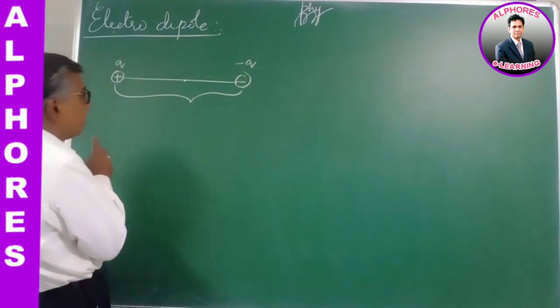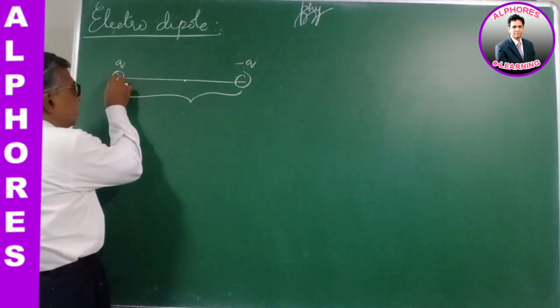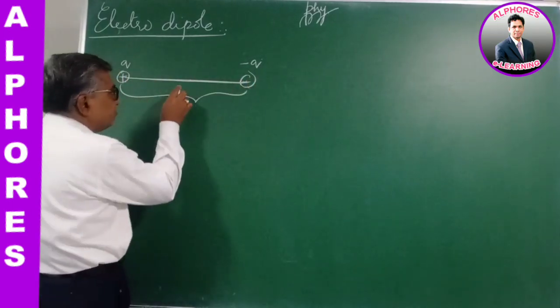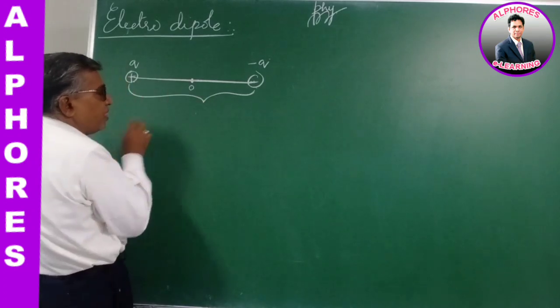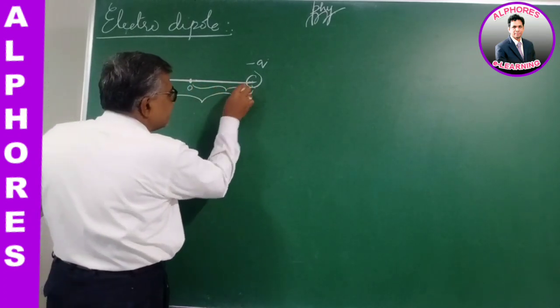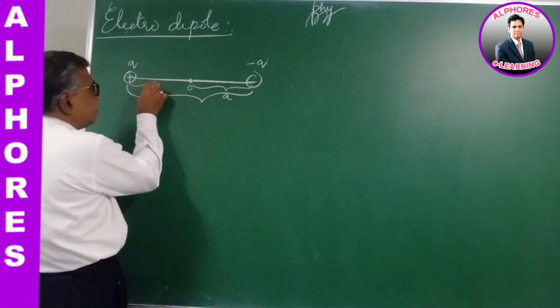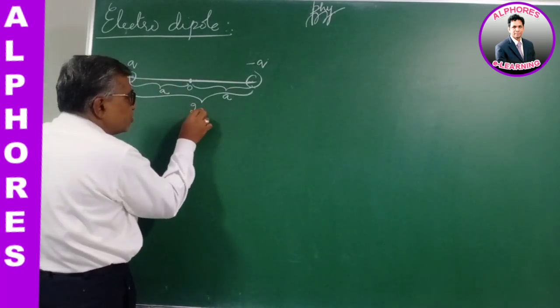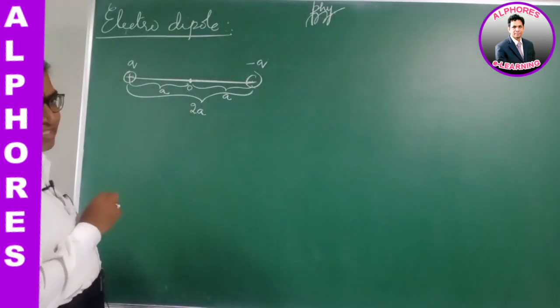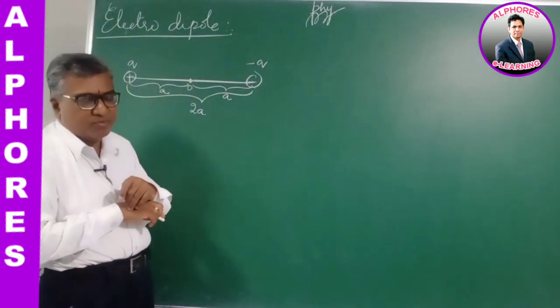Now when I consider the distance between them, the midpoint between them is this point, let's suppose it is O. This distance is taken as a, and this distance is also a. The total distance between them is 2a. Now why like this? Why?